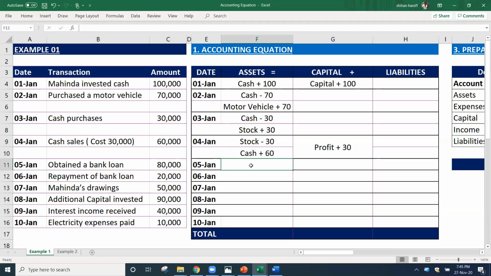Next, obtaining a bank loan, where you will get cash 80,000 and a liability of 80,000 will be created. Bank loan is a liability. Repayment of bank loan means it's the reversal of what you received. Repayment 20. Bank loan is deducted by 20.